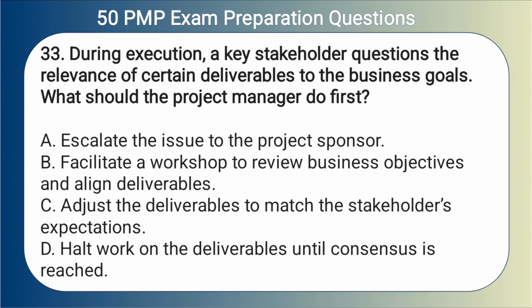33. During execution, a key stakeholder questions the relevance of certain deliverables to the business goals. What should the project manager do first? A. Escalate the issue to the project sponsor. B. Facilitate a workshop to review business objectives and align deliverables. C. Adjust the deliverables to match the stakeholders' expectations. D. Halt work on the deliverables until consensus is reached.